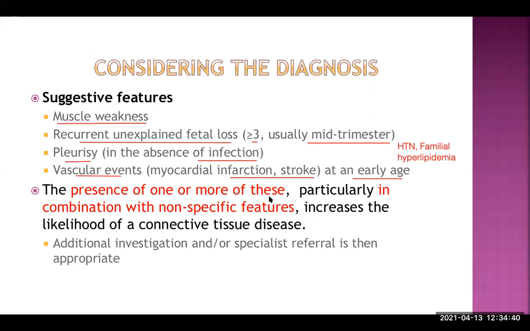The presence of one or more of these, particularly in combination with non-specific features together, increases the likelihood of connective tissue disease in this case. Now let me combine a few of the features here: the patient is lethargic, the patient is having myalgia, arthralgia in most areas of the body. Along with that, the patient is also having proximal myopathy or muscle weakness. The patient is having some amount of vascular event. So if you combine all these things together, a good doctor will definitely think about connective tissue disorder as one of the causes. That is the point.